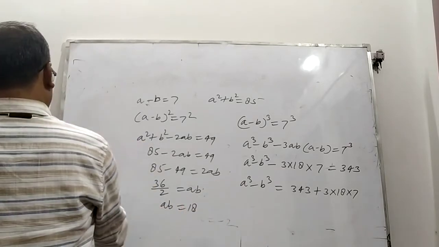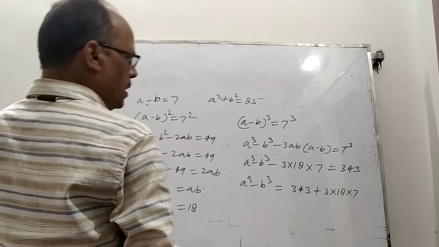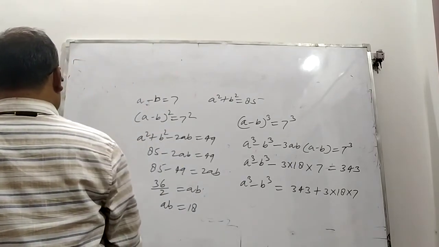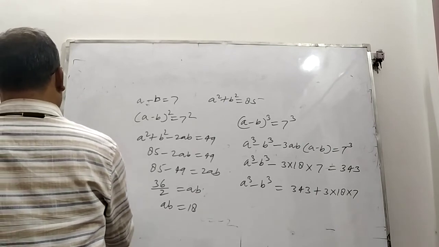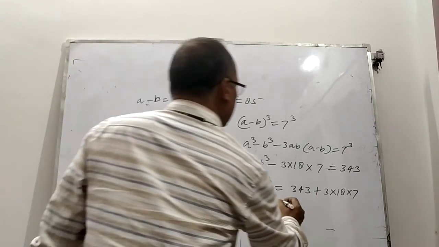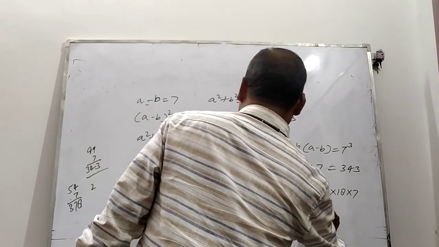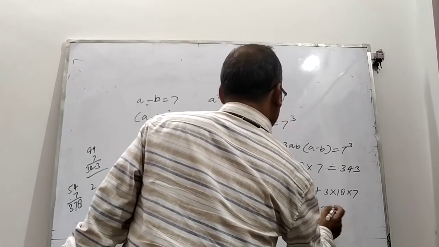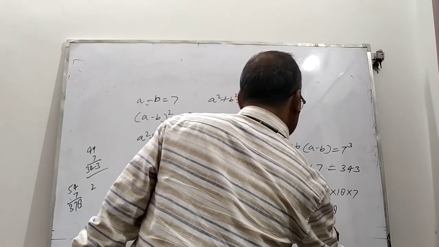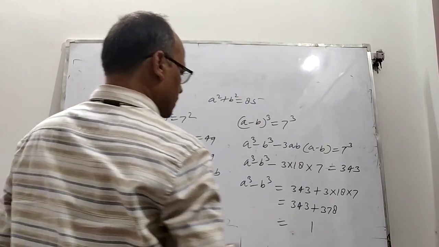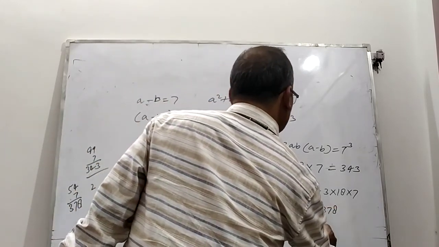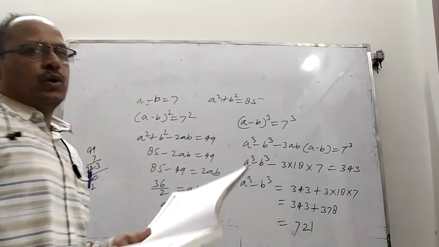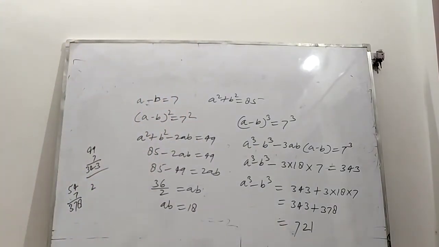3 into 18 is 54, and 54 into 7 is 378. So 343 plus 378, then 721. This is clear? So in this way you will try to solve the exercise.